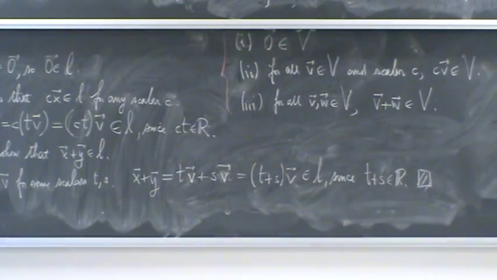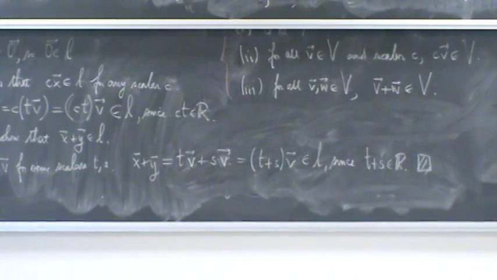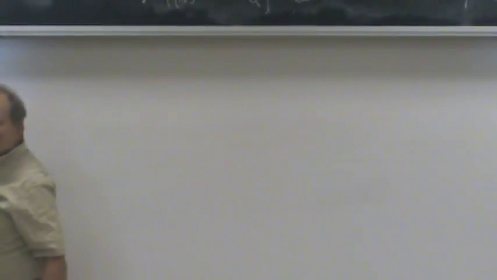What would be a generalization that you would think of instead of doing a line through the origin? What might you try instead? A plane through the origin. How would you describe a plane?